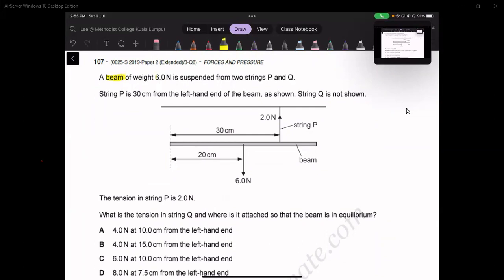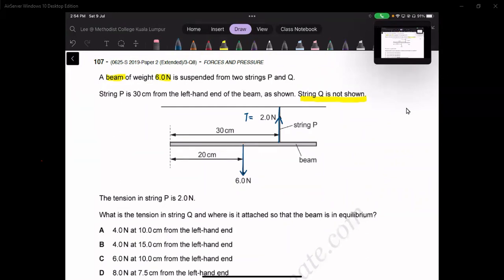A beam of 6 Newton suspended from 2 strings, P and Q. Where is Q? Wow, Q is not shown. Very good, very nice. So we have string P here, and then there's a tension of 2 Newton. And this beam is 6 Newton weight downwards, and it's pulling down, I guess, at the 20 cm mark.